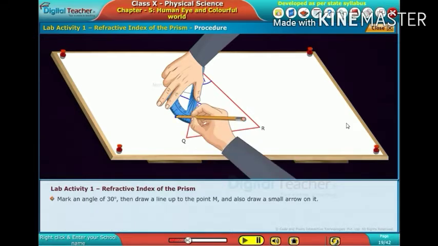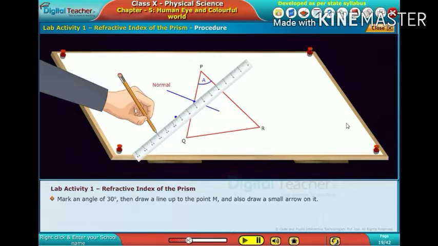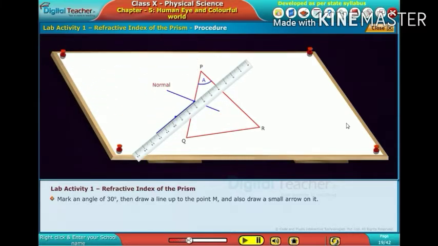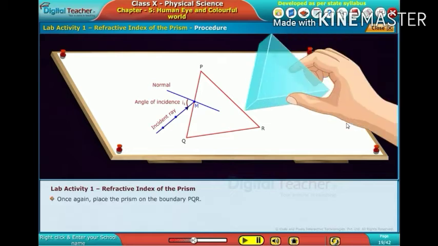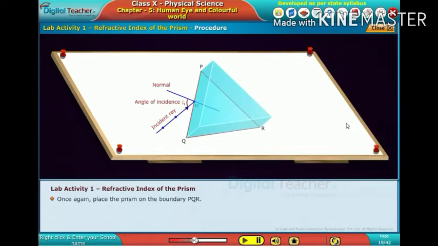Make an angle of 30 degrees, then draw a line up to the point M and also draw a small arrow on it. This line represents the incident ray. Hence, the angle between the incident ray and the normal line is called angle of incidence I1. Once again, place the prism on the boundary PQR.